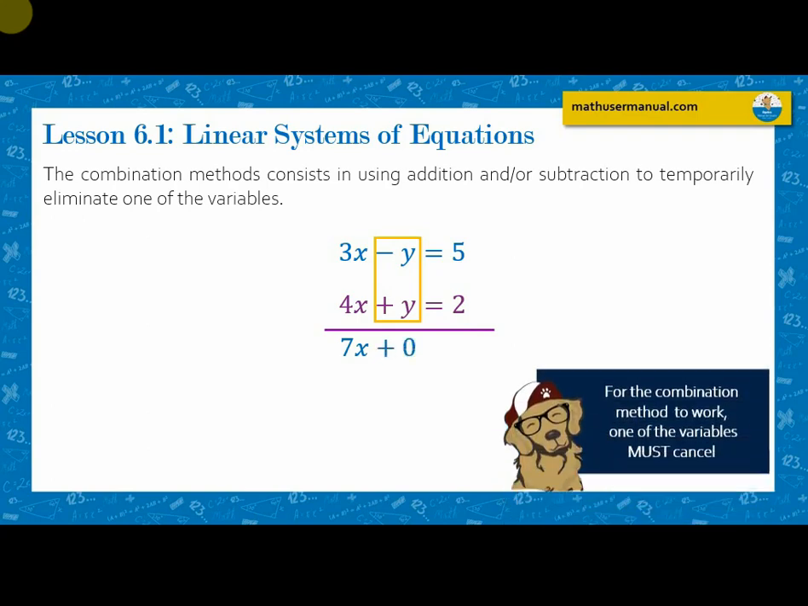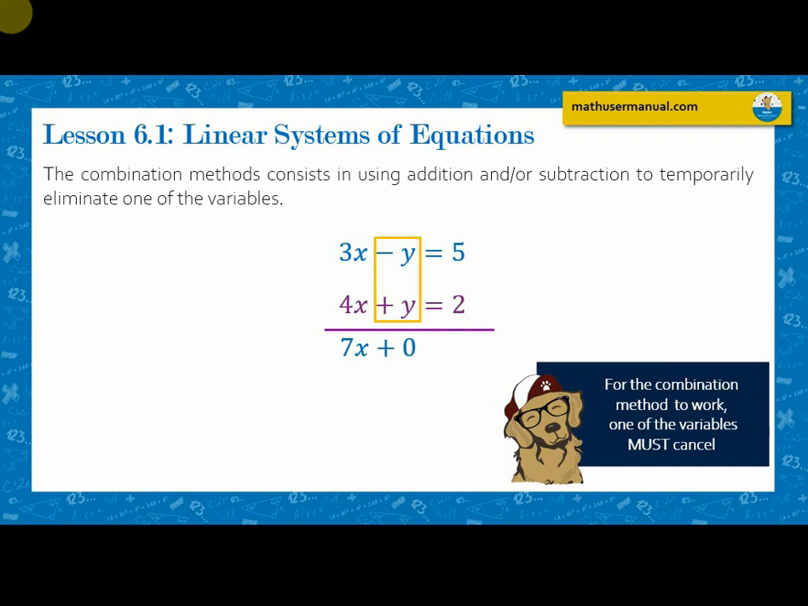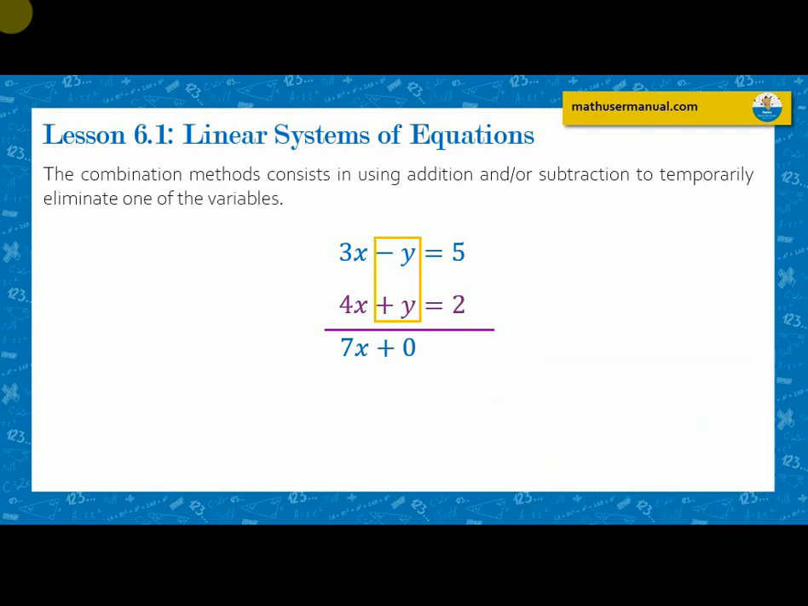And this is a good thing because for the combination method to work, one of the variables must cancel when we're doing this combination. If the variables don't cancel, then the combination method gets more complicated. And now that the y's cancel, let's also do the numbers on the other side of the equal sign. 5 and 2 are both positive, so 5 plus 2 equals 7. So what we get below the line is a new equation.